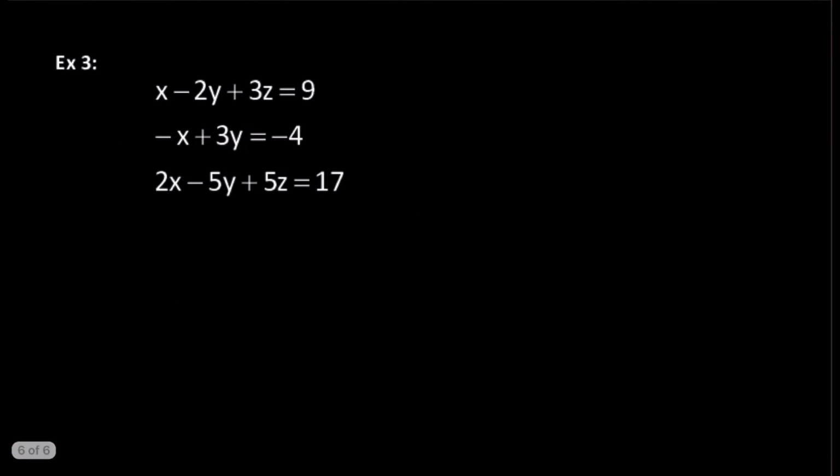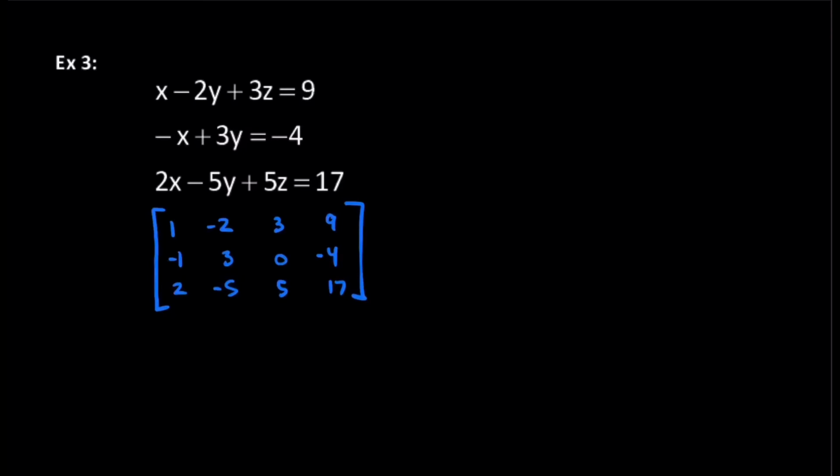All right, the last one, the biggie, moving up to a 3-variable, 3-equation system. First thing we're going to do is write the matrix and write small. Top row, 1, negative 2, 3, 9. Middle row, negative 1, 3. Be very careful here. There's no z term, so I have to fill in with a 0. And negative 4. The bottom, 2, negative 5, 5, 17.